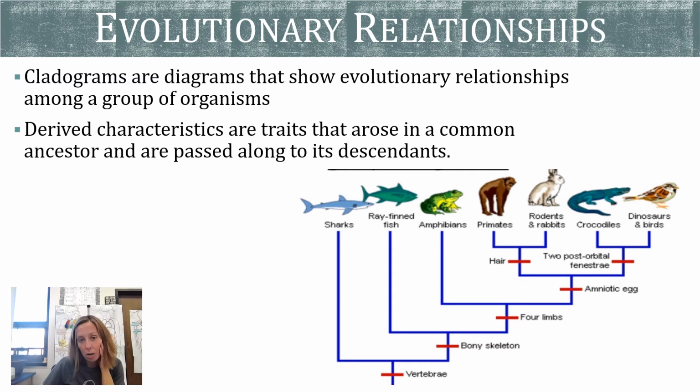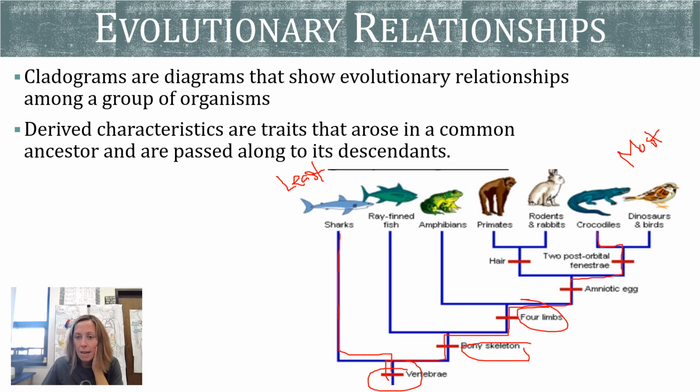So if I look at this chart, the organism over here has the least amount of traits, and the organism down this end has the most. This organism here, I follow him back down, all he has is vertebrae. This organism, let's say the crocodile here, if I follow it back down, the crocodile has each one of these lines that I go through. So the crocodile is going to have vertebrae, a bony skeleton, forelimbs, amniotic eggs, and post-orbital, whatever that word is.